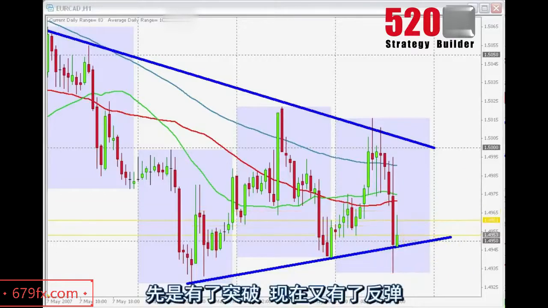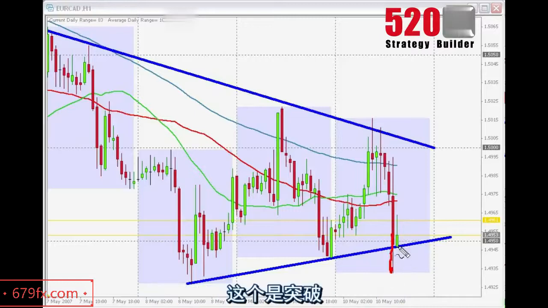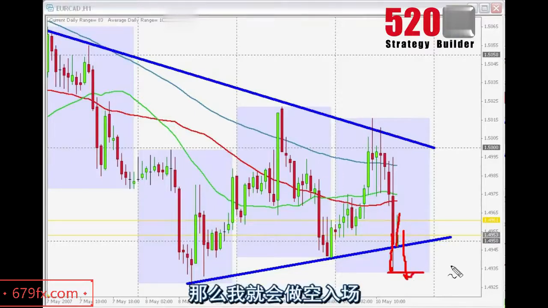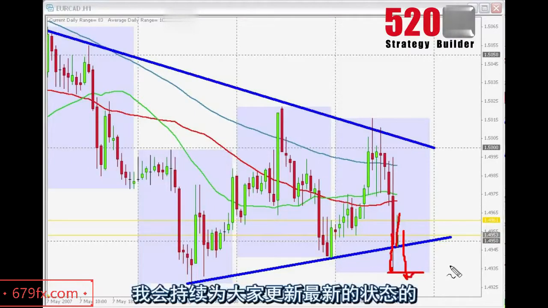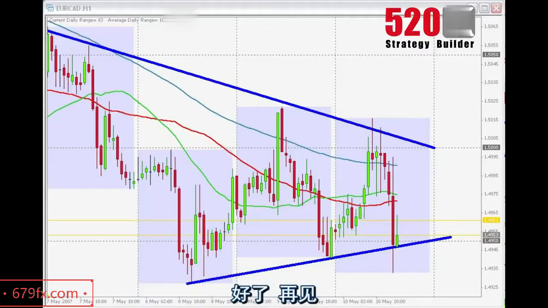We've had the breakout. We've seen the pullback. You see, breakout, next bar is a pullback, and if we now continue to the downside, right there, I will trigger my short entry, and I will of course update everything that's happening on this particular setup to you guys. All right, bye bye.